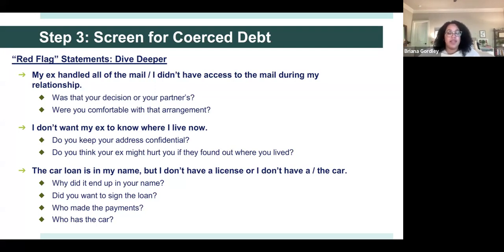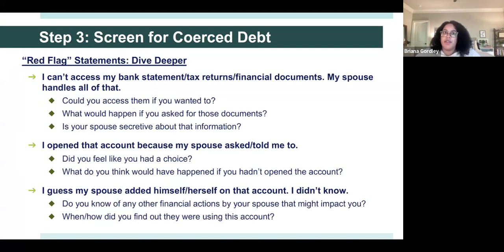Was this because the survivor gave their effective consent? Or were they forced to? And you won't know that until you ask the question. Same with, did you want to sign a loan? Maybe the survivor did, but there's a good chance that they didn't. And so you want to ask these questions to parse out that information. More red flag statements from the following slide.